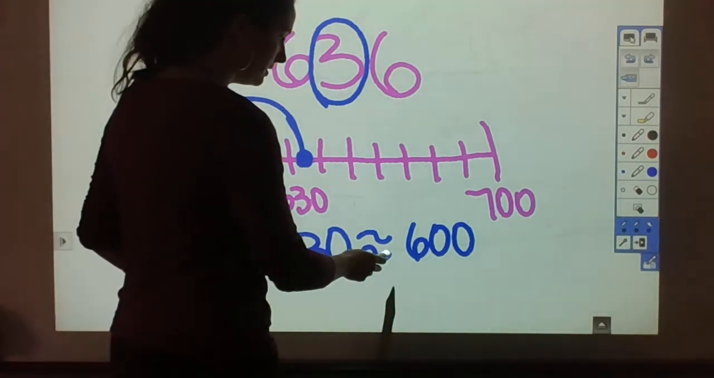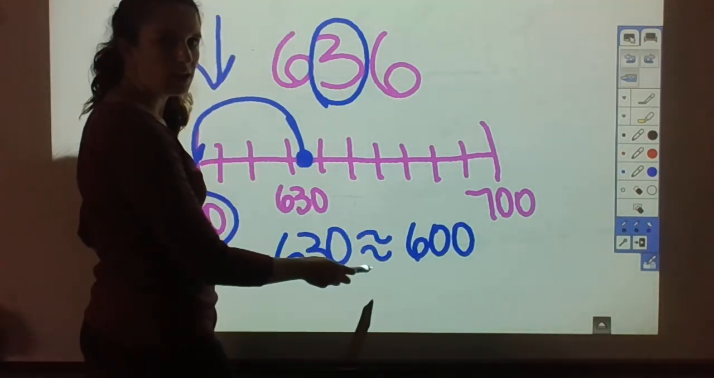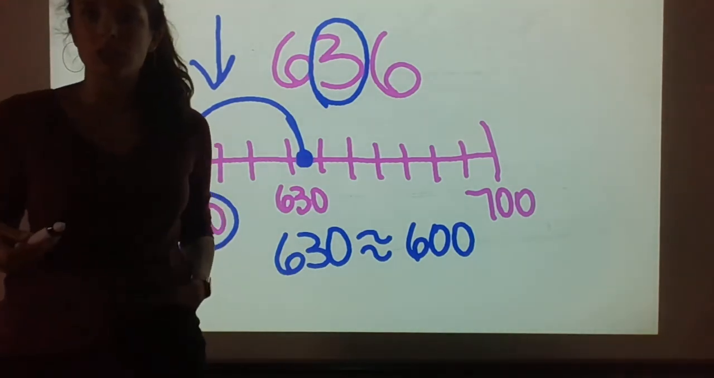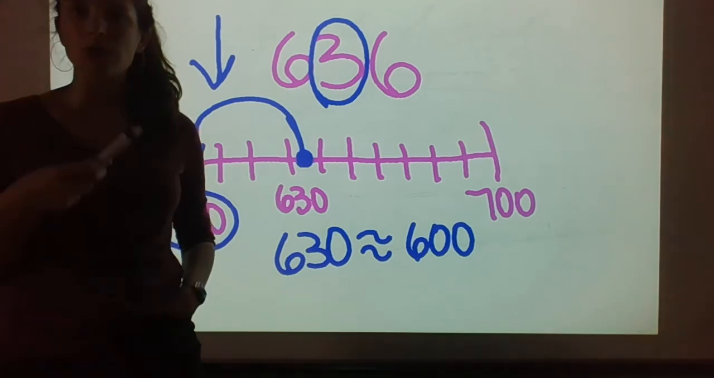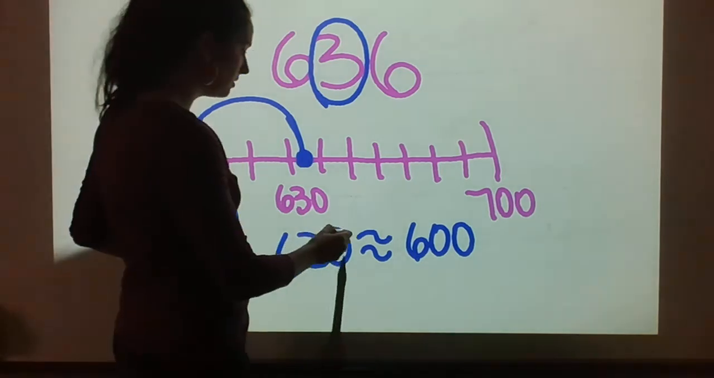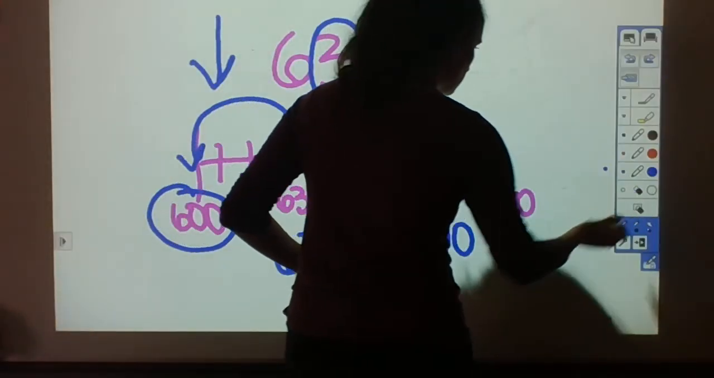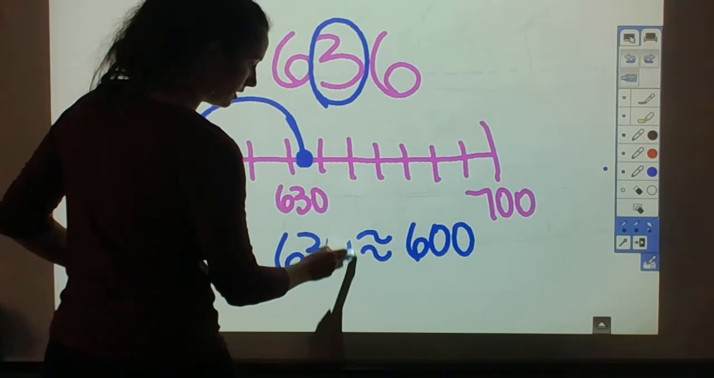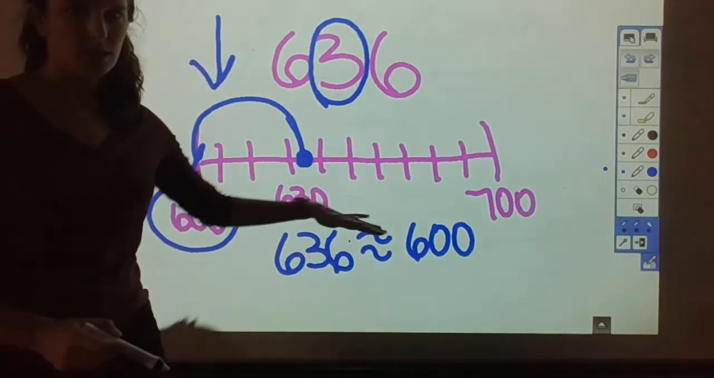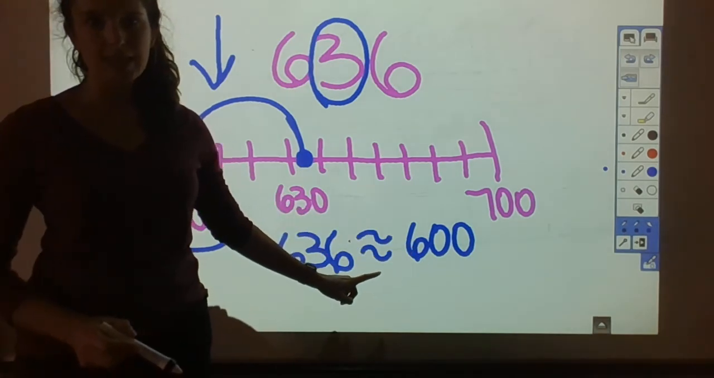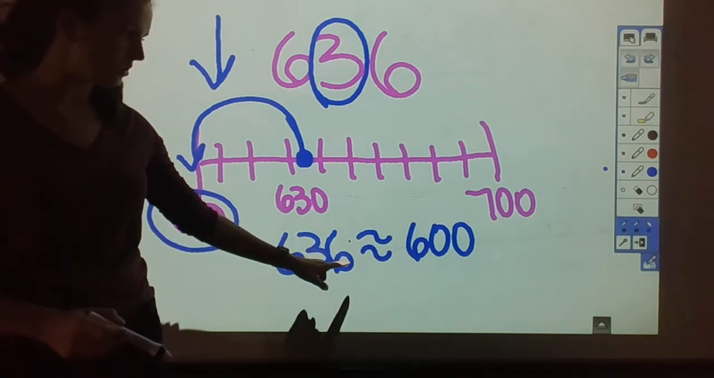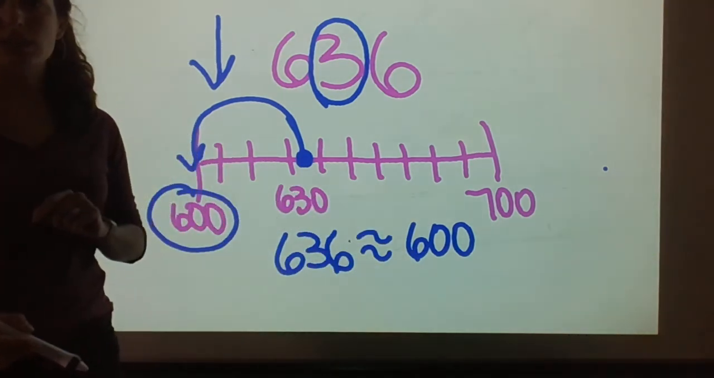If you can see my squiggly equal sign right here, that is the fancy way in mathematics to show that a number is about. So when we're talking about rounding, we use the word about a lot. 636 is about 600 when rounding to the nearest 100. That squiggly equal sign says about. So this is saying 636 is about equal to 600 when rounding to the nearest hundred.